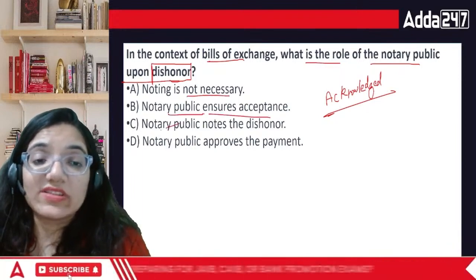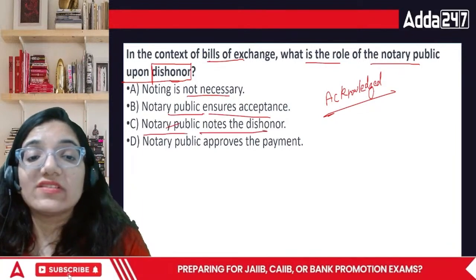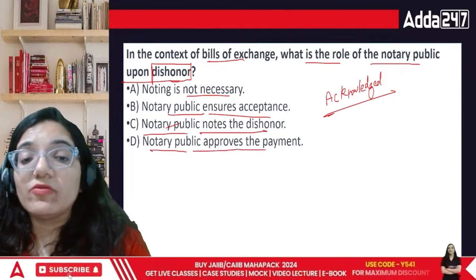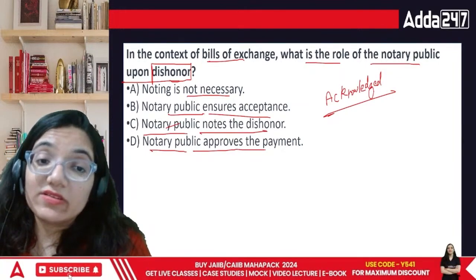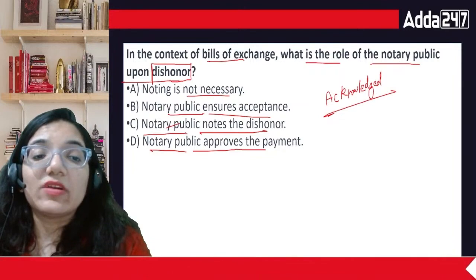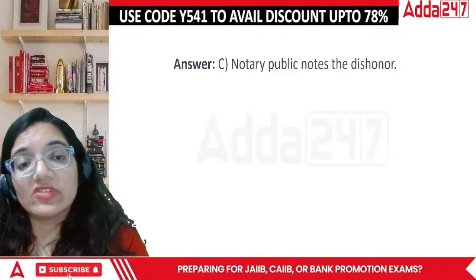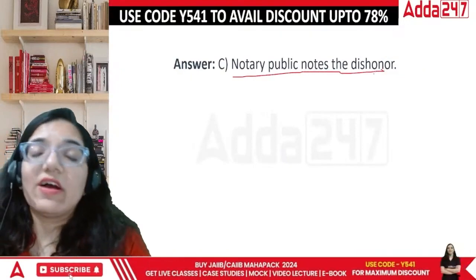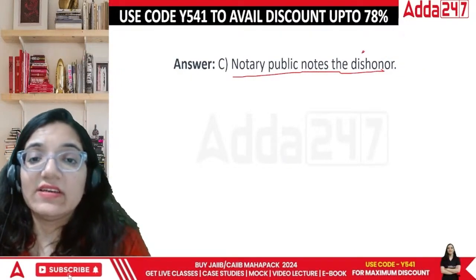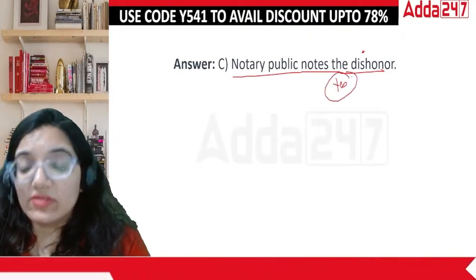Notary public ensures acceptance. Notary public notes the dishonor. Notary public approves the payment. In this case, what would be the answer? The answer would be that he notes down the dishonor. Answer is C. He will have to note down that yes, there is a dishonor.